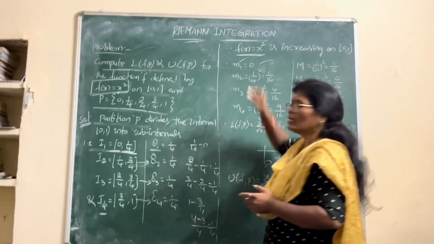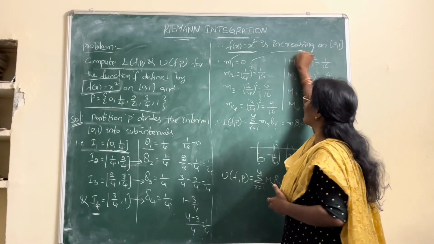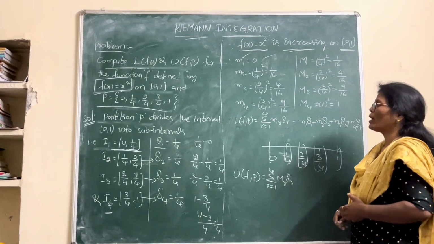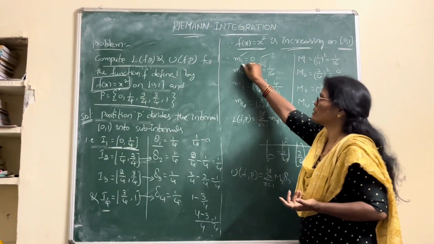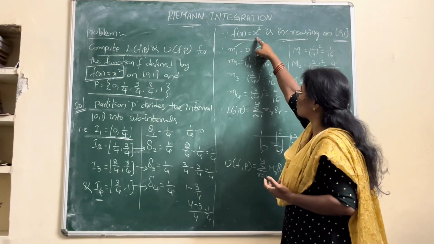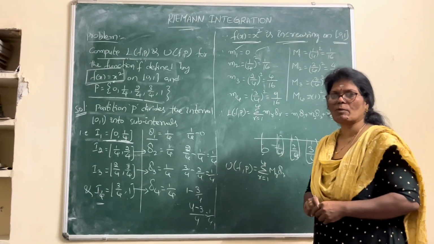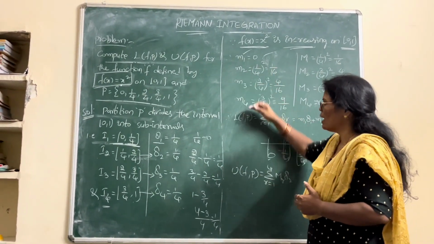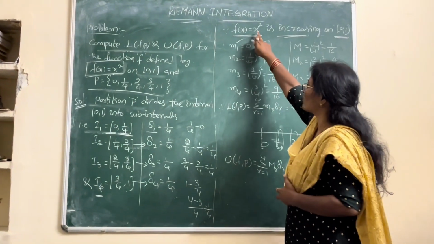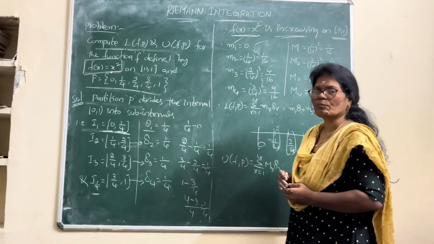Here we have the function f of x equal to x square, which is an increasing function on the interval [0, 1]. So for each interval, we substitute these elements in this function, and then we get the infimum values as well as the supremum values. First I am finding the infimum values. The first value 0 we substitute in this function: 0 square is 0.